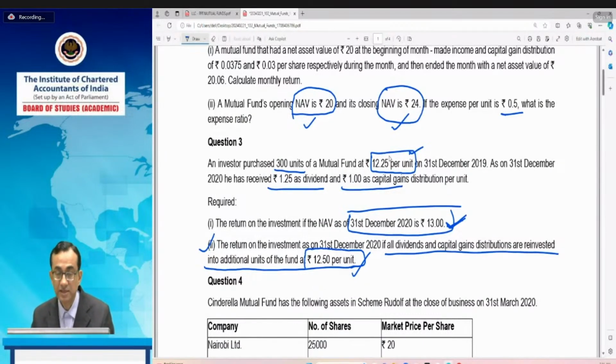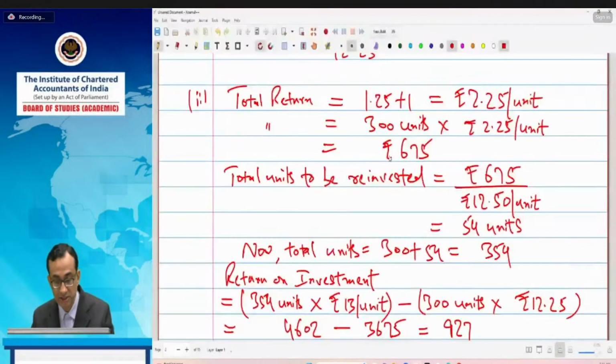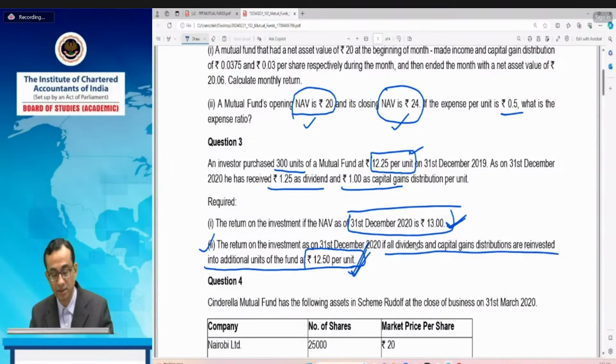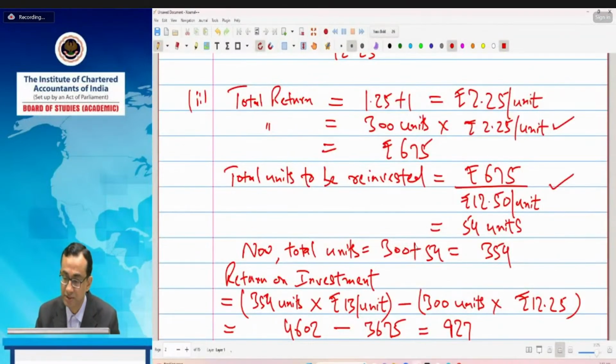So first of all, we calculated the total return by way of dividend and capital gain, and then we converted it into units and then calculated the return. How we did that? Just see. Total return was 1.25 plus 1. It is 2.25 per unit is the total return. Then total return by way of total investment, it is 300 units, which is given in the question, multiplied by this 2.25, and we got the total amount, which is 675. So when we divide this 675 by the investment amount, it's given in the question that at 12.25 the additional investment has to be made. So this 675 is divided by 12.25 per unit. We got the total units to be reinvested, which is 54 units.